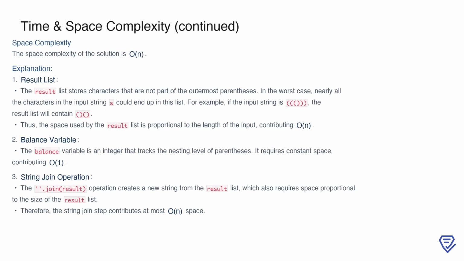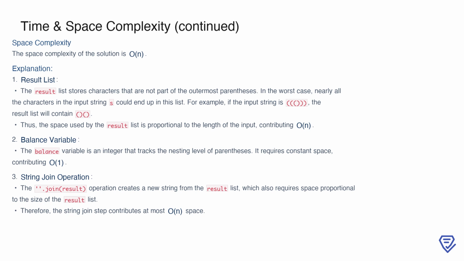The space complexity of the solution is O(n). This is mainly due to the result list, which stores the characters that are not part of the outermost parentheses. In the worst-case scenario, such as with deeply nested parentheses, nearly all characters in the input string could be added to this list, making its size proportional to the length of the input. The balance variable, which tracks the depth of the parentheses, is a single integer and uses constant space, O(1).